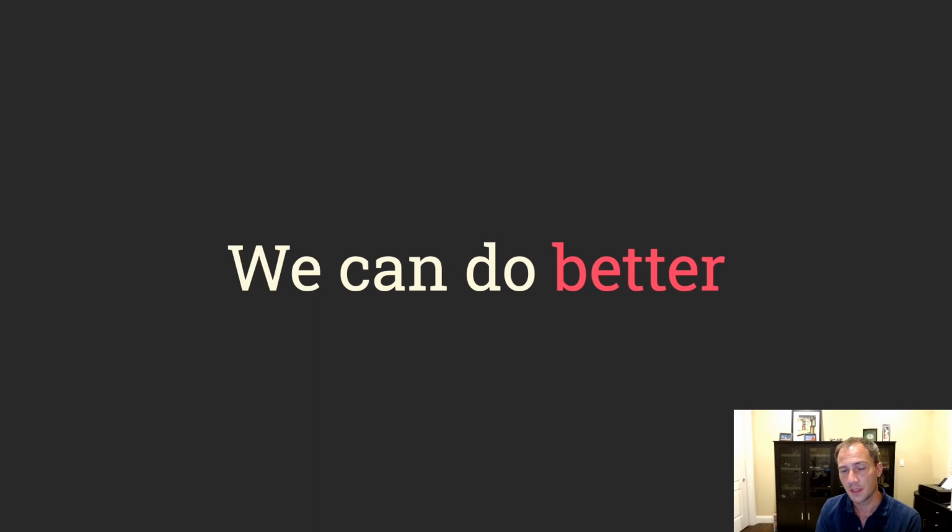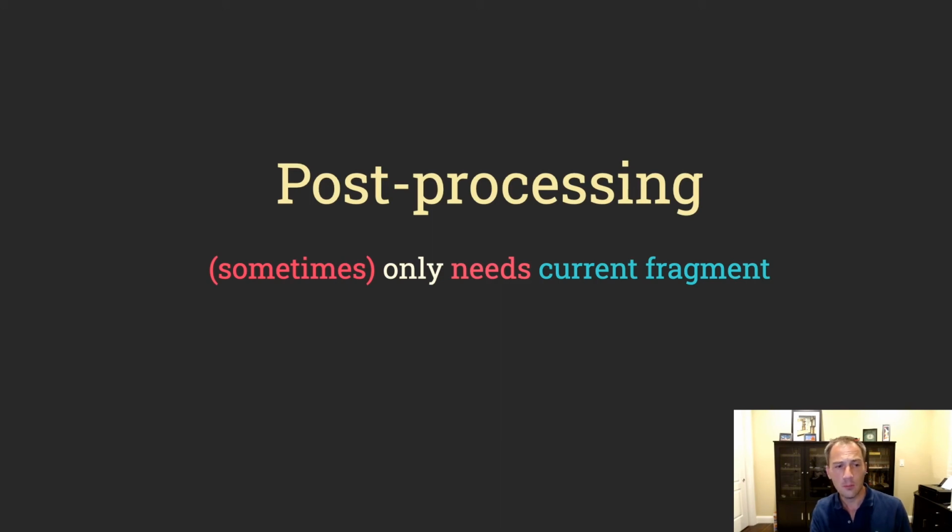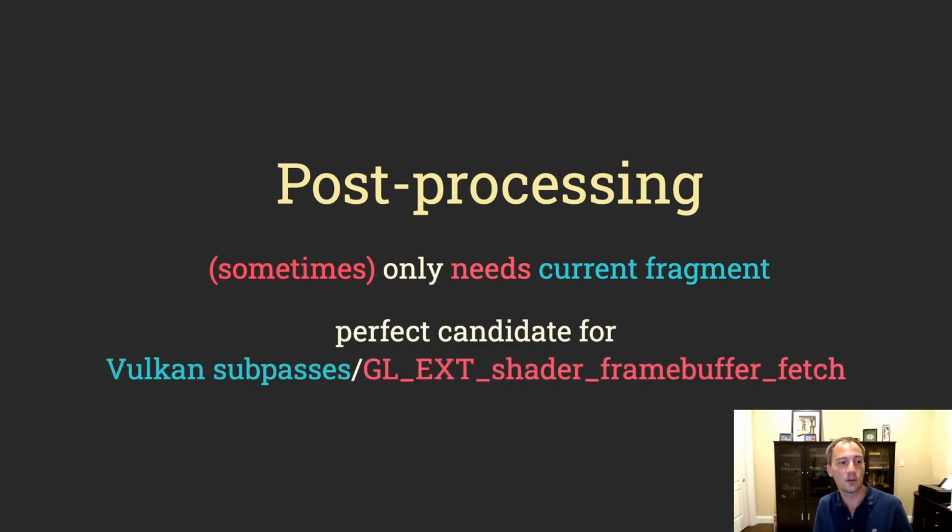So recall that our color buffer in this example is RGBA16F, which means that each color resolve has to write 64 bits per fragment. Makes sense, right? We need this data for post-processing, but do we really need to write it out to main memory? So it turns out that most of the time, or at least very often, we only need the current fragment for post-processing. If we don't do bloom, if we don't do screen space refraction, if all we do, for instance, is FXAA, color grading, tone mapping, we only need the current fragment. And that's a perfect candidate for Vulkan subpasses or the shader framebuffer fetch extension in GL that lets us read the current content of the tile from the shader.